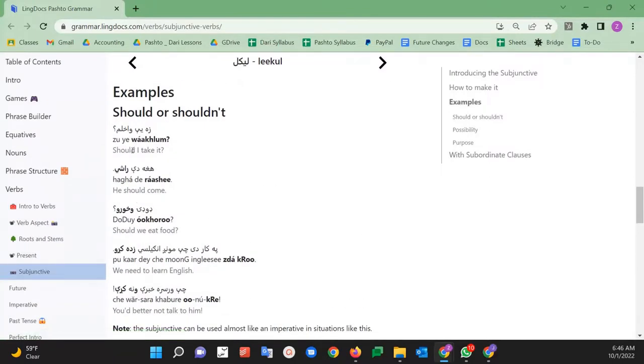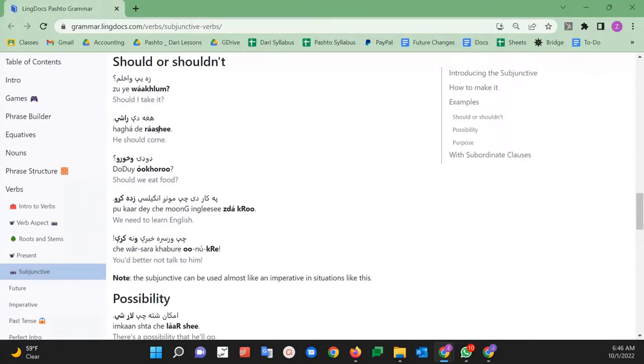So for example, ze wachlam, and here ye means it in this sentence. So it should take wachlam. Now the take is also a little bit irregular in that it's not the o, because achlam begins with the a, so it's how the o mixes with the a that turns it into wachlam. But that's the subjunctive form. So should I take it? Ze wachlam.